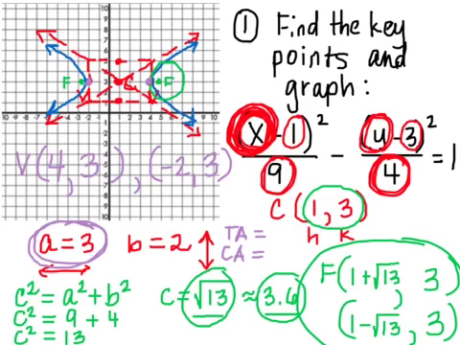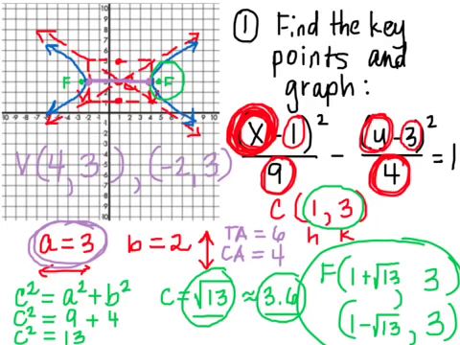Also, you may be asked the length of the transverse axis, and remember the transverse axis connects the vertices, so we're talking about this purple distance here. And again, if it's not a nice number, you'll just double A or write 2 times the square root of something. But in this case, A is nice, so 2 times 3 is just 6. And then the conjugate axis will always come from 2 times B, and in this case it is 4.